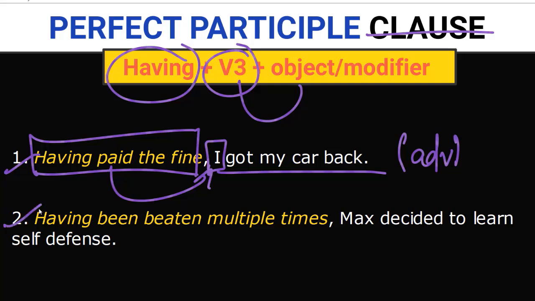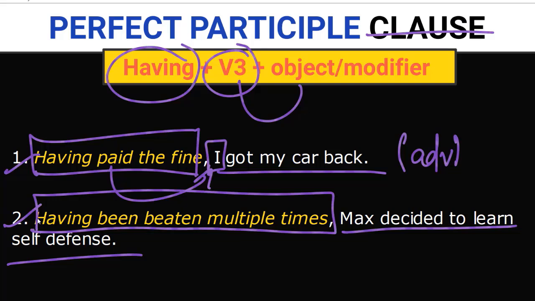All right. Second example. Having been beaten multiple times, Max decided to learn self-defense. So Max decided to learn self-defense is our main clause. Now ask the question why. Why did he decide to learn self-defense? Having been beaten multiple times. Now understand this. A perfect participle phrase can be in the active voice and can also be in the passive voice. When it's in the passive voice, we use the word been before the past participle, right? When the subject receives the action, not does it, receives the action, all right?